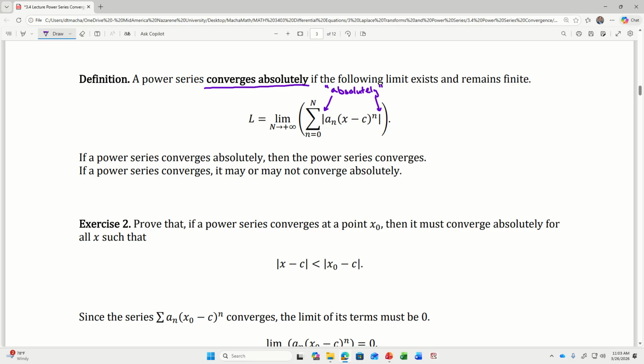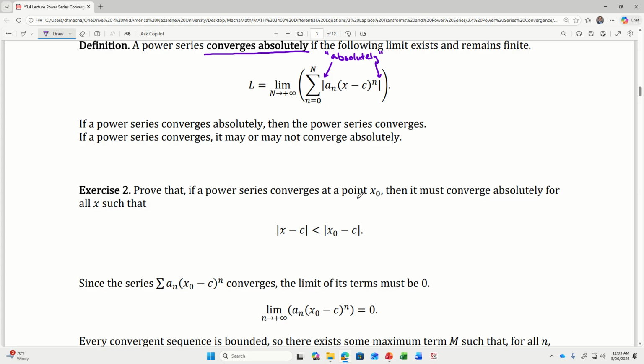And if you remember way back to your Calculus 2 days, there are some series that converge, but they don't converge absolutely because there's an alternating series test that's a little bit more generous and forgiving than the other convergence tests for power series, or for series in general. So in other words, if a power series converges absolutely, then it converges. But if it converges, that doesn't necessarily mean that it converges absolutely. So converging absolutely is a stronger requirement.